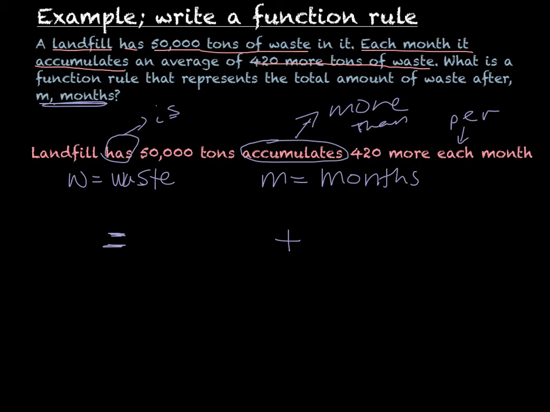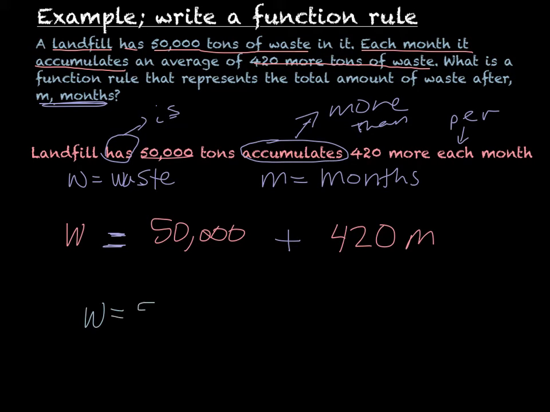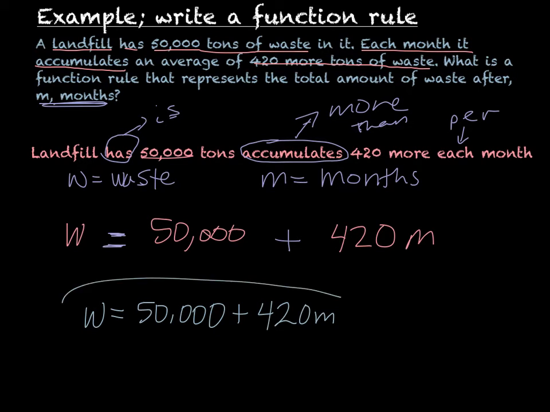Alright, so now I fill in my variables. The landfill waste, W, is going to equal 50,000 tons plus, because it accumulates, 420 more each month. Each month means times the number of months. So my final equation is W equals 50,000 plus 420M, and that would be your final answer.